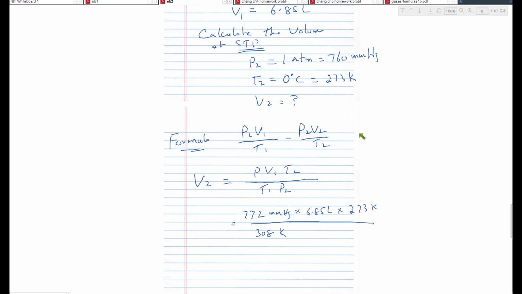And what is the P2? 772 millimeters of mercury. No, I'm sorry, that was P1. Yeah, you're right. P2 is 760 mm mercury. Now let's first look at the units. mm of mercury cancel. Kelvin cancel. What unit is still there? Liters. And we want the volume in liters. Got it. Now just solve this and you will get the answer.